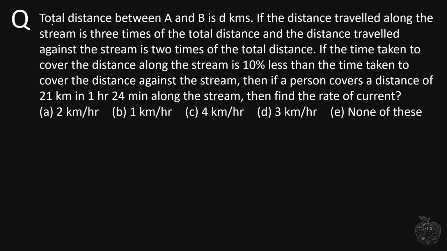Alright, so the question is telling me that the total distance between A and B is d kilometers. If the distance traveled along the stream is 3 times the total distance, along the stream means downstream. The total distance here is d, so the distance traveled downstream will be 3d because it is 3 times the total distance.